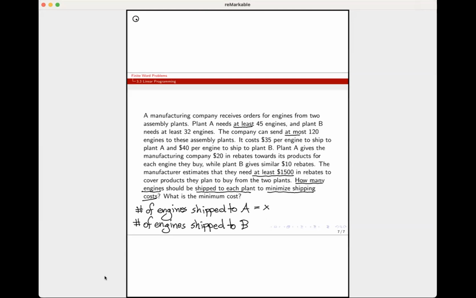And I'll call the first one X and the first one Y, right? Use whatever variable letters you want, but that just keeps us consistent. Okay, that's my variables. Let's look at the objective of this problem. So the objective is right here. That's to minimize the shipping costs.